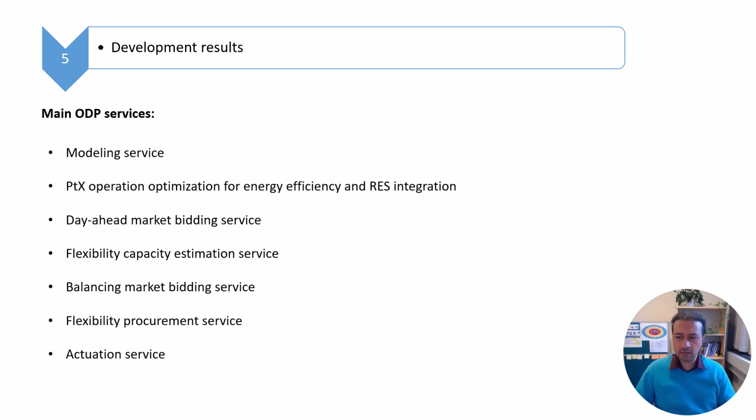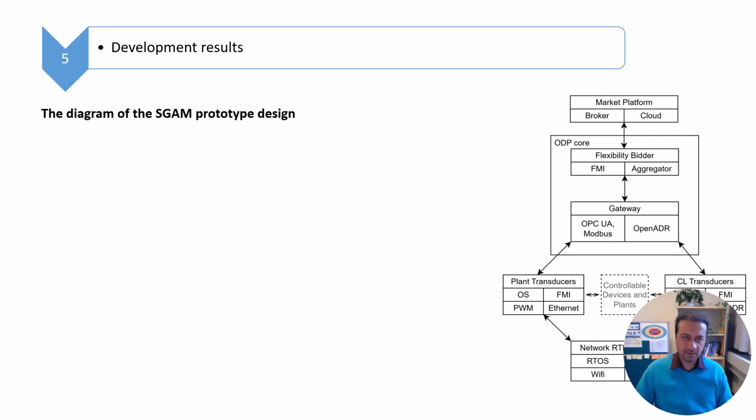Here you can see a list of the solution services we develop in our ODP. We have modeling services, as I mentioned before. We have power-to-X optimization to estimate the energy consumption for the next day, day-ahead market bidding, flexibility market bidding, flexibility procurement, so how to procure flexibility from the different plants, and also actuation service, how to send the actuation signal to each plant.